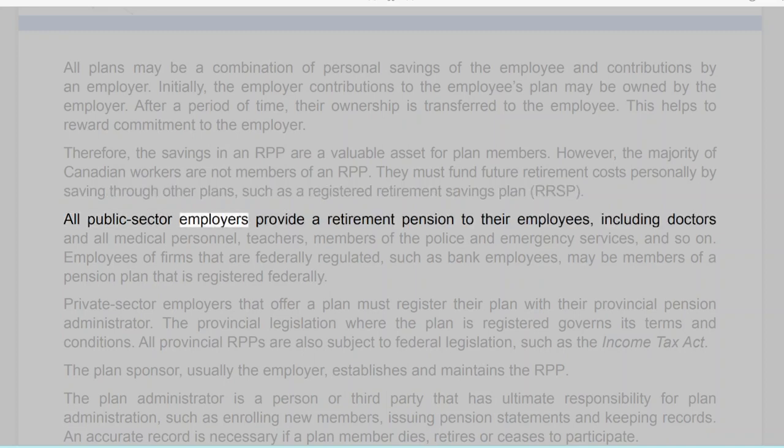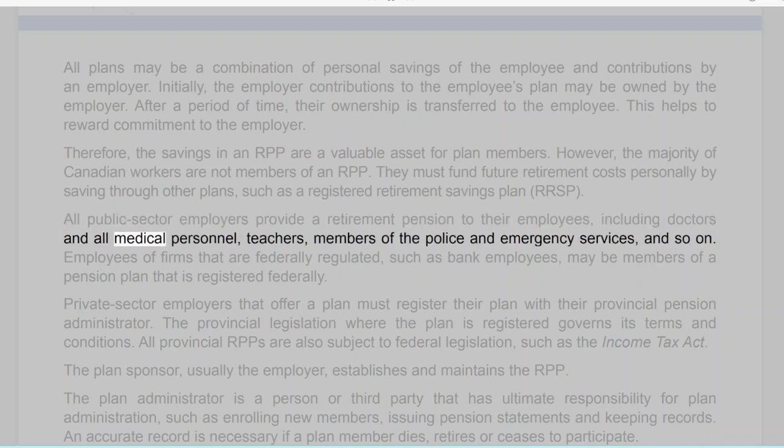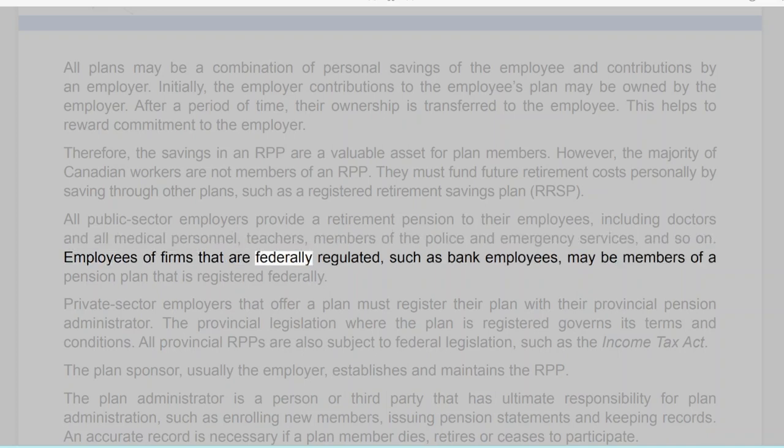All public sector employers provide a retirement pension to their employees, including doctors and all medical personnel, teachers, members of the police and emergency services, and so on. Employees of firms that are federally regulated, such as bank employees, may be members of a pension plan that is registered federally.